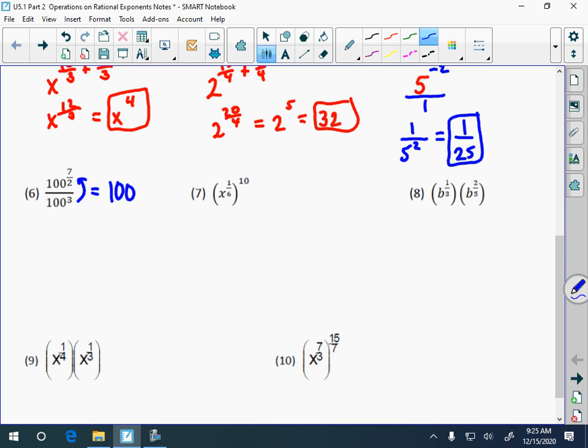So it's 100 to the 7 over 2 minus 3. All right, so again, 7 over 2 is the same as 3.5 minus 3. So that's just going to get us a half left over. And 100 to the half power, well, I can convert that to a radical. That's the same as the square root of 100. And then the square root of 100 is 10.